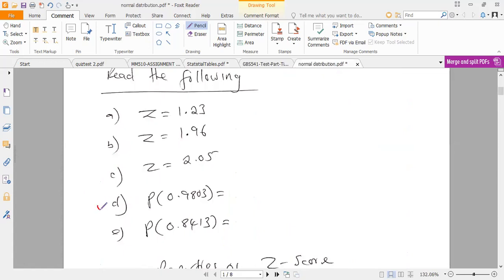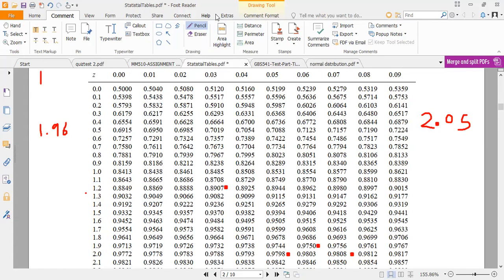What is the reading for 0.9803 and 0.8417? The ladies give me the top part, the gents give me the bottom part. Let's go in that order. 0.9803 the ladies, and 0.8417 the gents.